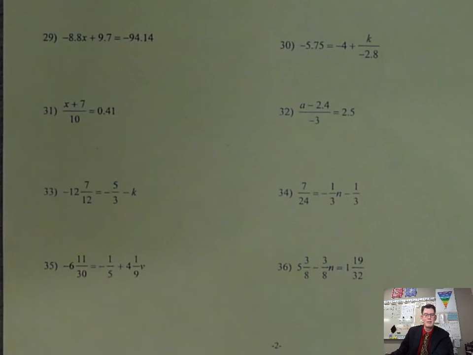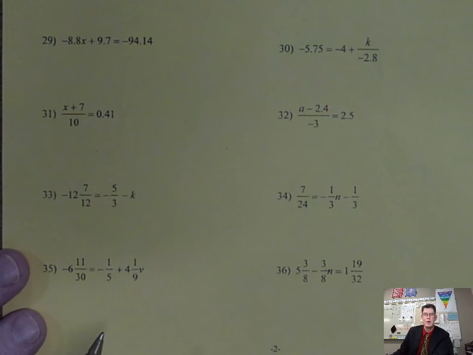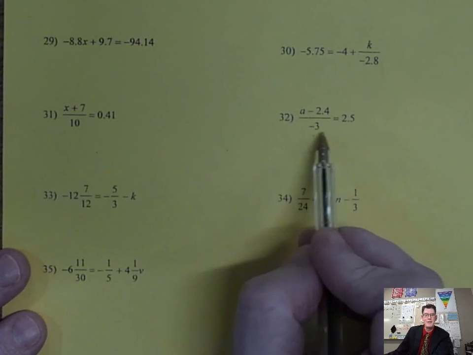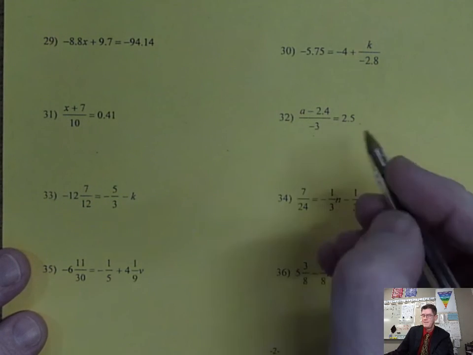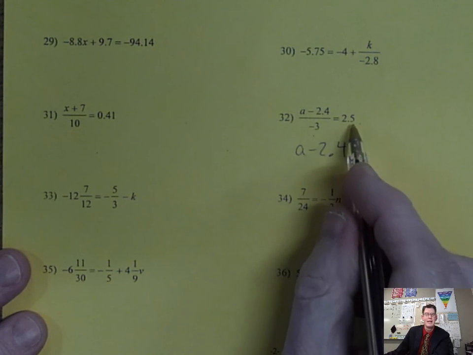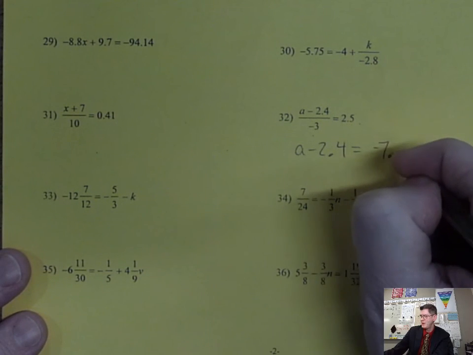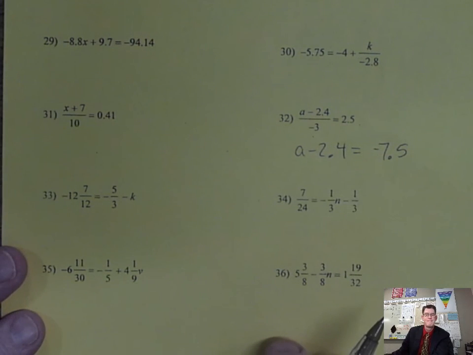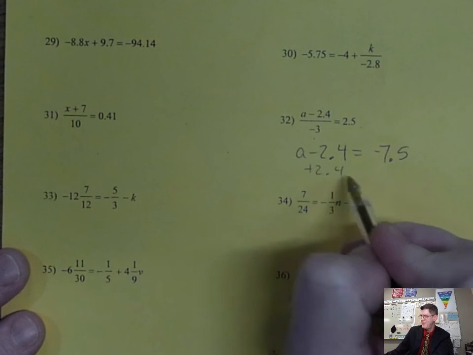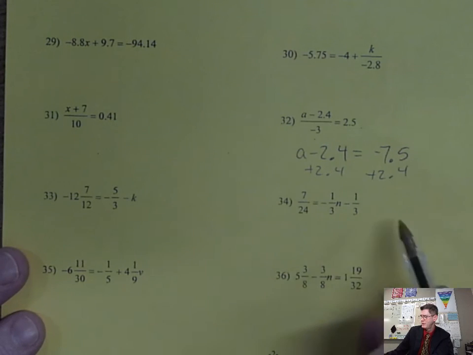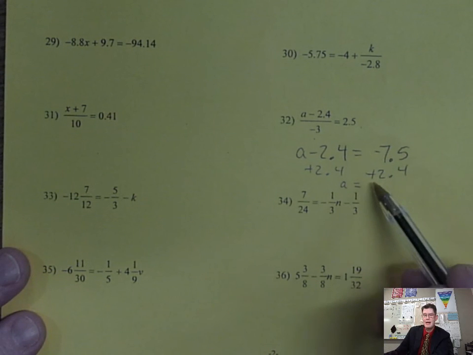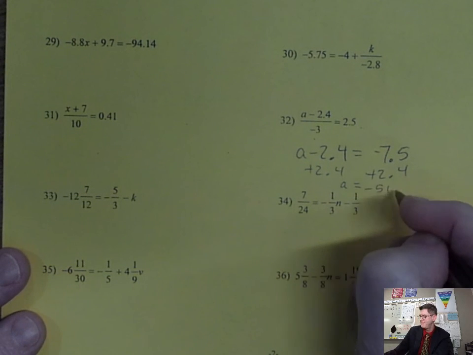Down here towards the bottom, these last ones, these are honors level work. We've got decimals, we've got fractions going on. Let's say on this one, let's say I multiply both sides by -3. And a minus 2.4 is on that side. And 2.5 times -3, your calculator can give you an answer there. Finally, the last step to get a alone, just add the 2.4 back on. And you're left on this side of the equation with just plain old a. And on this side of the equation, your calculator will give you -5.1.